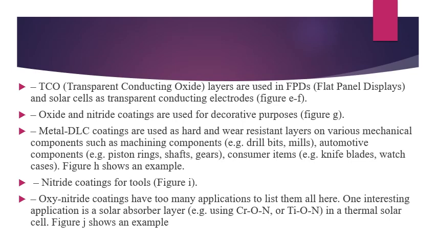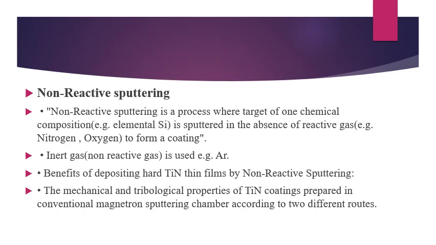One interesting application is the solar absorber layers. For example, using chromium oxygen nitride and titanium oxygen nitride in thermal solar cells.